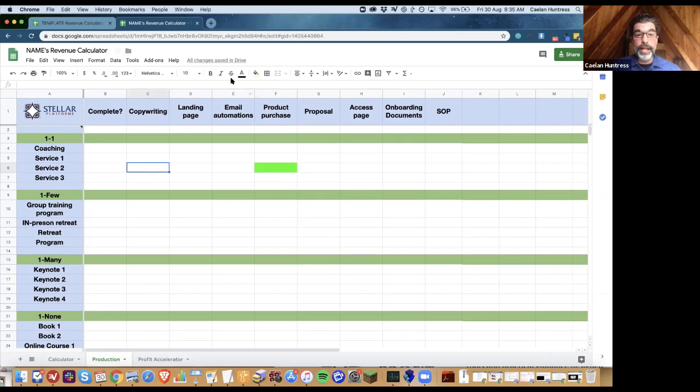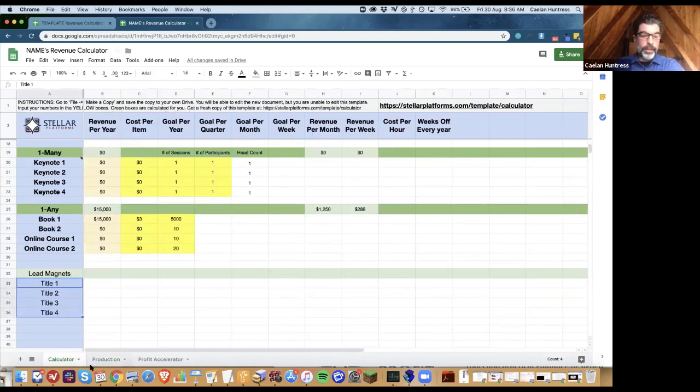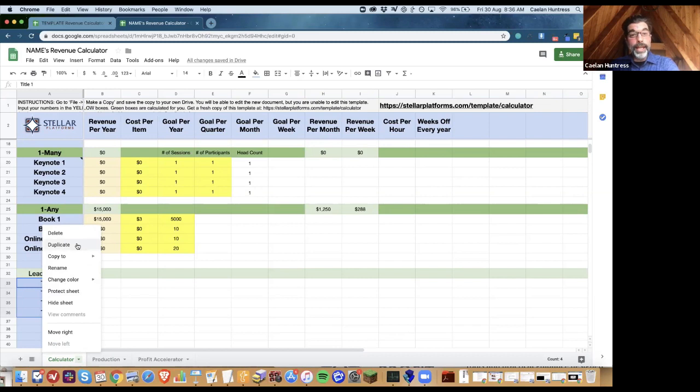And the copywriting, I'm not ready for that, so I'm going to make it red. And you can use fill colors to get yourself a little production plan here. And the final thing I want to show you about this calculator is that if you hit this arrow right here and you go to this field, you can duplicate this sheet.